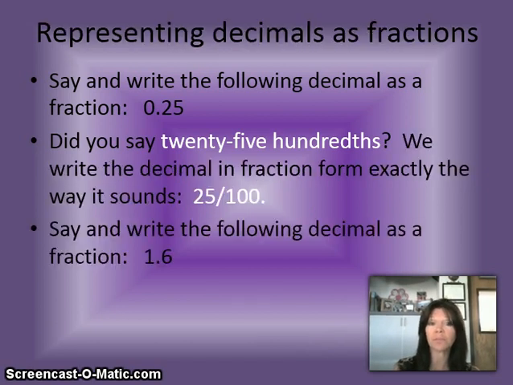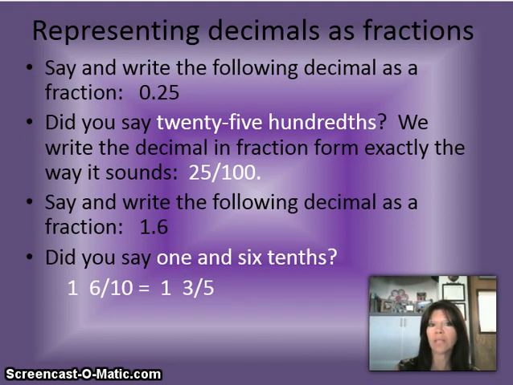Let's do another one. Say and write the following decimal as a fraction, 1.6. Say it, write it. All right, did you say 1 and 6/10? And did you write 1 whole and then 6 over 10? If you reduce that fraction, it would also be 1 and 3 over 5, or 1 3/5.